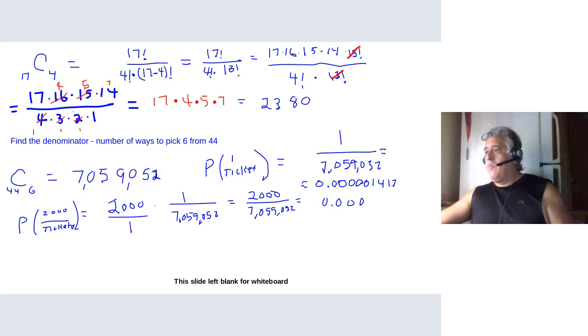How are you getting the 0.000? How did you get that? You divide 1 by 7,559,052. I don't know why I'm not getting that. What happens when you divide? You can see it here. Let me show you on the calculator. I'm getting 1.416620815 negative 7. I don't know how I'm getting that.